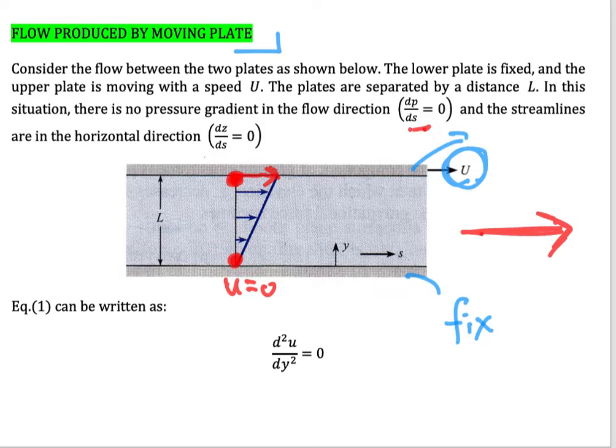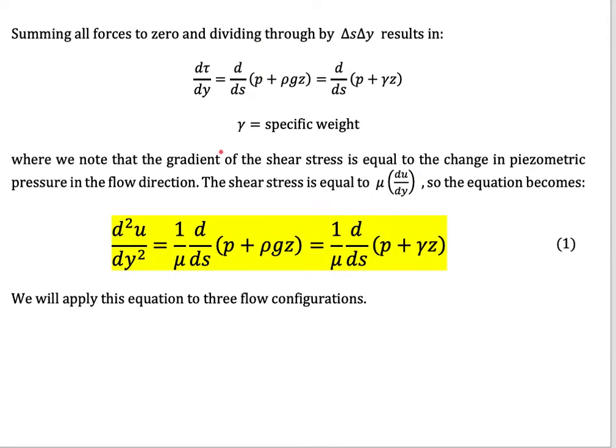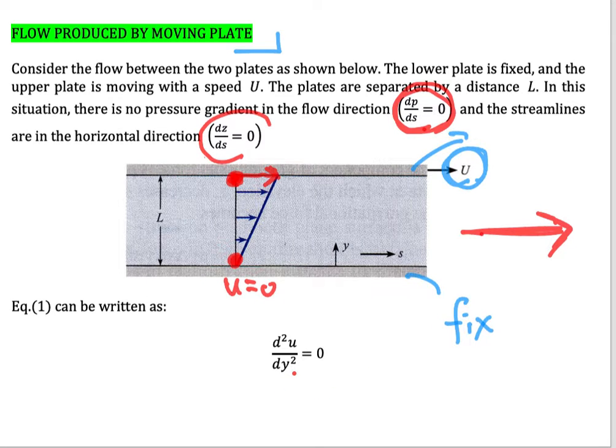Then we put this diagram horizontally like this one, and we can assume there is no dp ds here, which means there is no pressure gradient in this situation. So we assume dz ds is equal to 0. This is the assumption. If we substitute into equation number 1, we find that d square u over dy square is equal to 0. I think this situation was also discussed in the Navier-Stokes equation in the previous chapter.